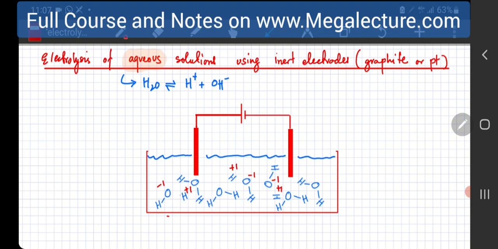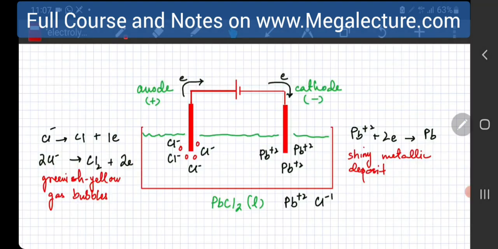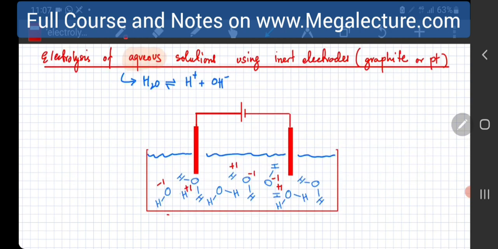So there's going to be two extra ions. Now in the previous cases that we have seen, for example, if you look at the molten electrolysis that we did earlier, there was no H+ or OH- ions anywhere in the liquid because there was no water in it. You can remember when aqueous is written, there's going to be water in the solution. So remember, aqueous means water, and H+ and OH- ions would be part of the solution.